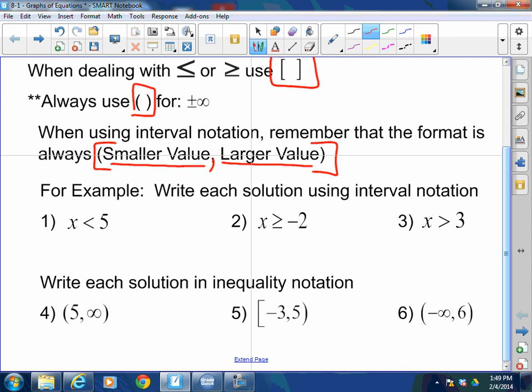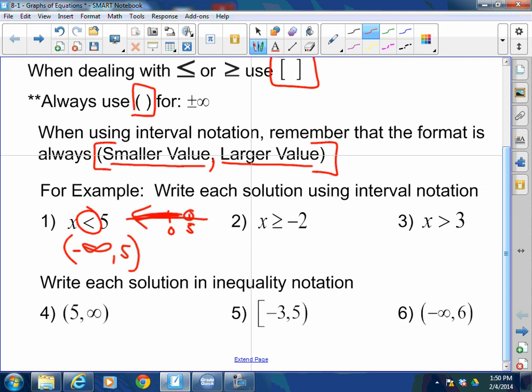So I've got x is less than 5. For anyone that cannot visualize this, please do yourself a favor, make a little mini graph. Here's 0, here's 5, it's less than. So what is the smallest value if I keep going to the left forever? That's exactly right. So negative infinity, comma 5. I use a parentheses because it's less than, not less than or equal to.